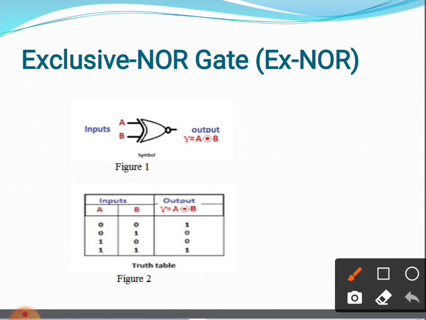Remember one thing in the XNOR gate: the XNOR operation is also referred to as the coincidence operation because it produces an output of 1 when its inputs coincide.